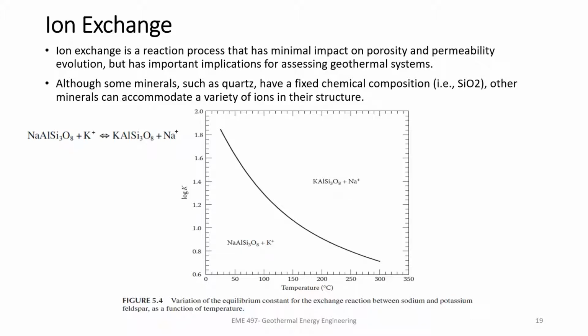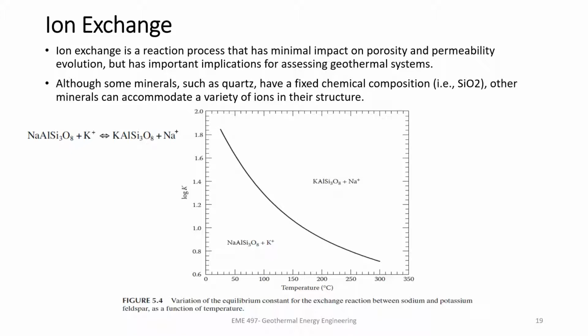Another important reaction process that has minimal impact on porosity and permeability evolution, but which has important implications for assessing geothermal systems, is ion exchange. Although some minerals, such as quartz, have a fixed chemical composition of silicon dioxide, other minerals can accommodate a variety of ions in their structure. An example of this is alkali feldspar, which is one of the most common minerals in the Earth's crust.